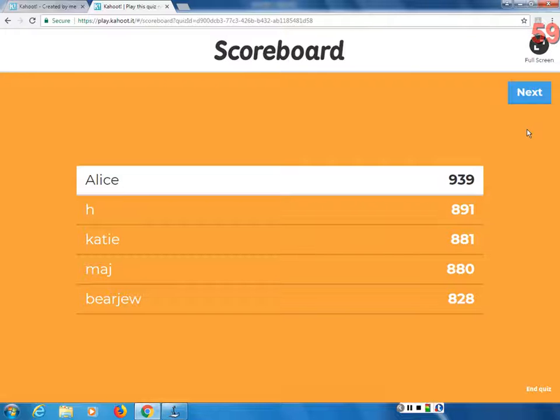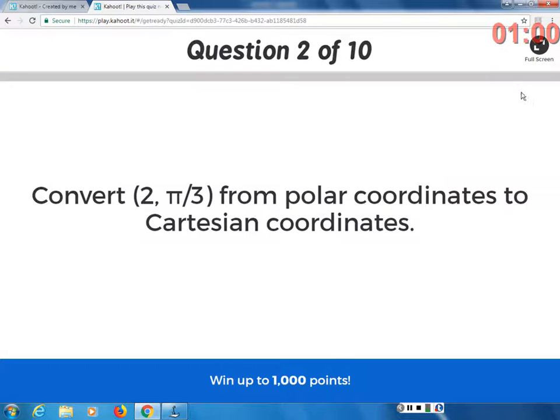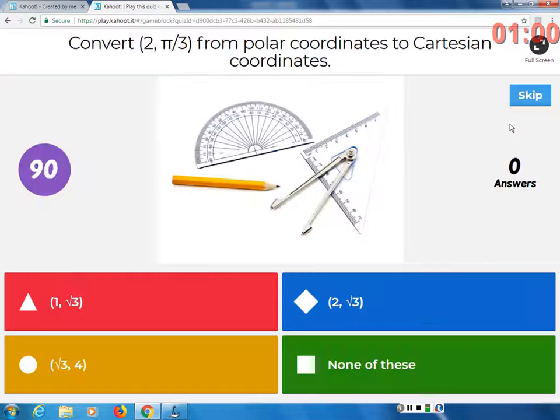All right, Alice is in front. Convert 2 pi over 3 from polar to Cartesian. You can use your calculator. It's this music. You want me to turn it down? No, it's fine. I'm just saying, I've never heard this ever played. Abel.